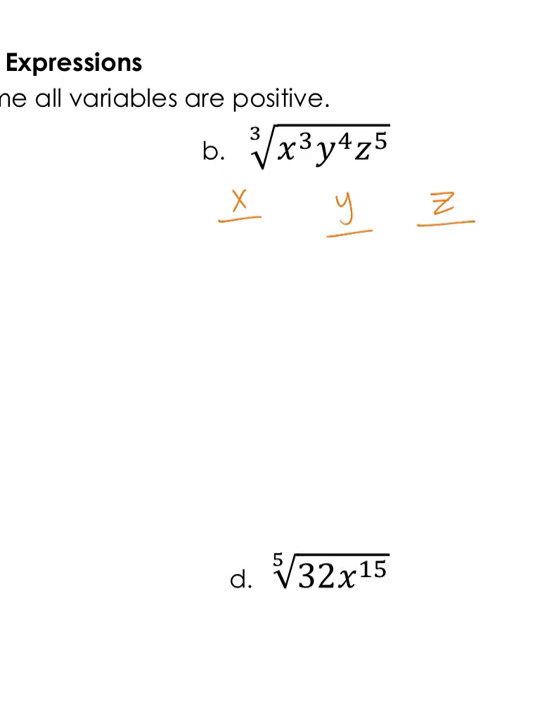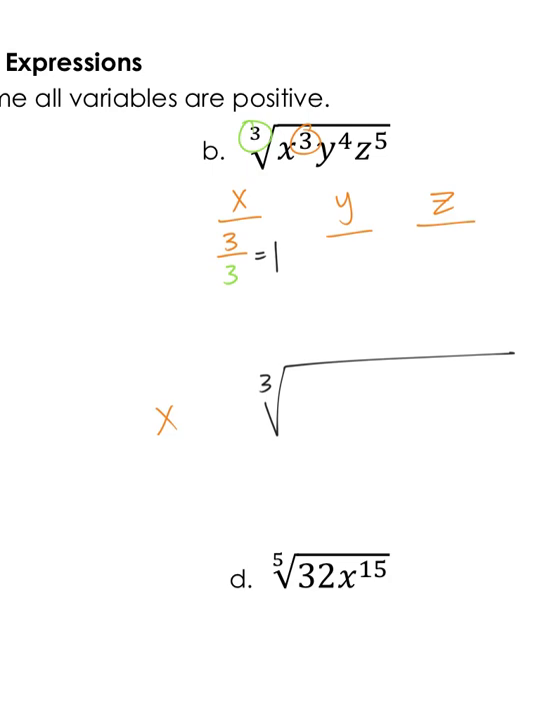So for x, I've got an exponent of 3 that I'm going to divide by my index. So that's going to give me 1, and I don't have any remainders. So I know that I'm going to pull 1x to the outside. So I'm going to go ahead and write my radical sign like this. I'm going to have 1x on the outside and no x's inside.